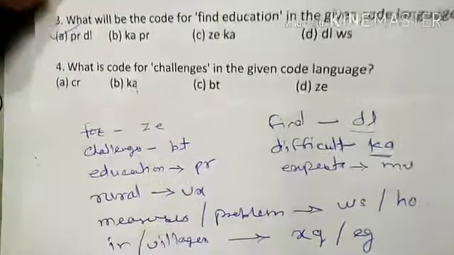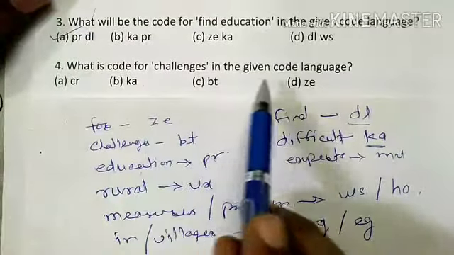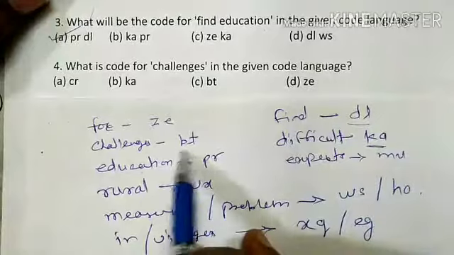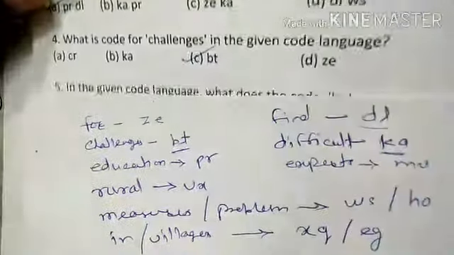Question 4. What is the code for challenges in the given code language? Code for challenges is BT. Option C.